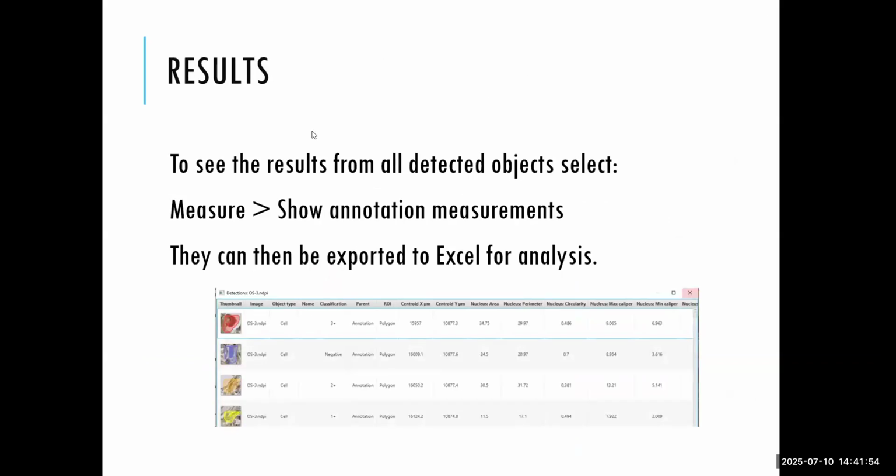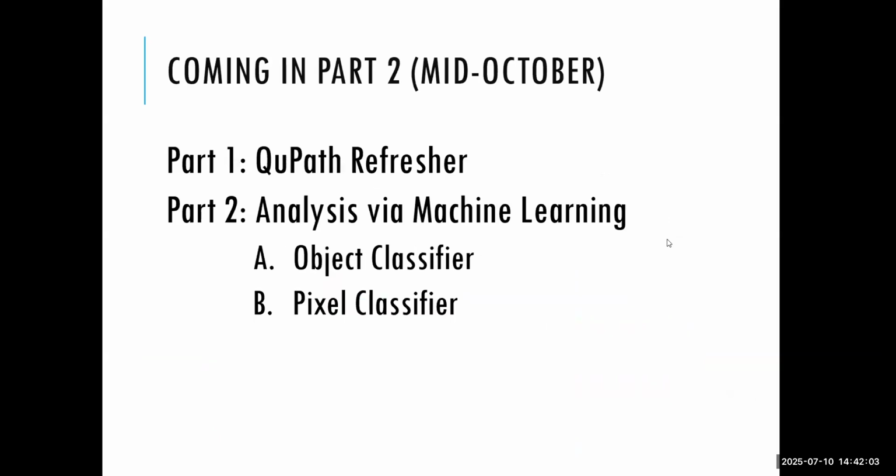So then we would have our results, which we've just shown you. So show there, you can export them to Excel for analysis. And that's it. That's how to use QuPath, and we're 20 minutes early.